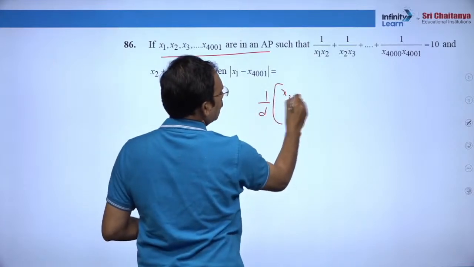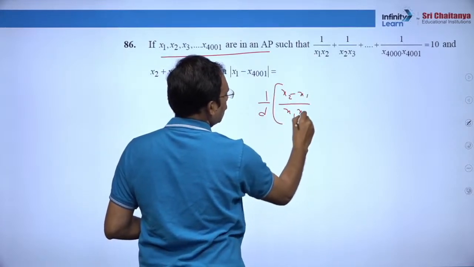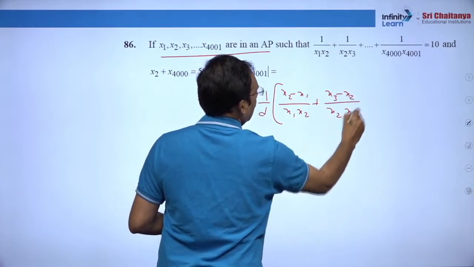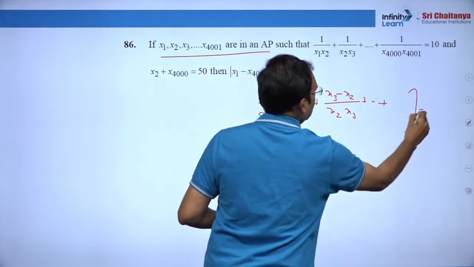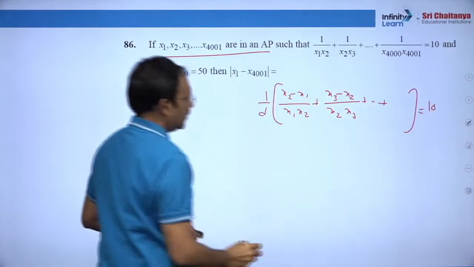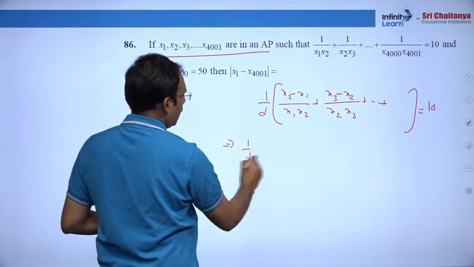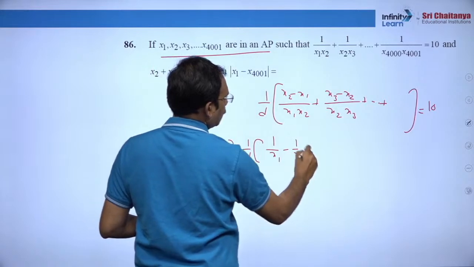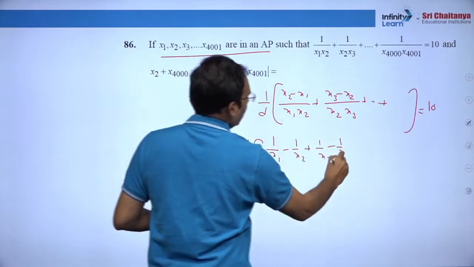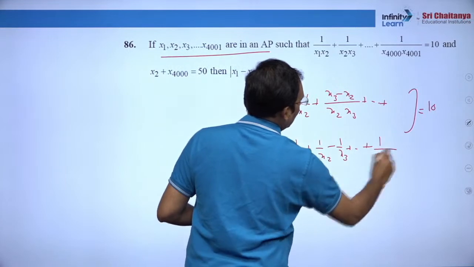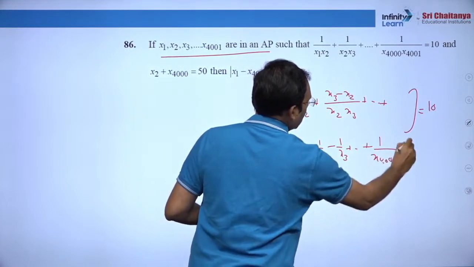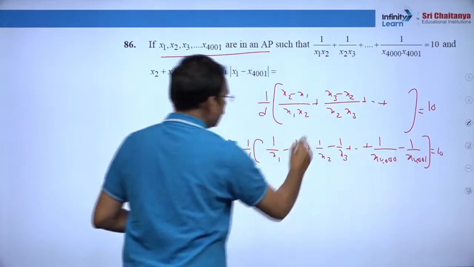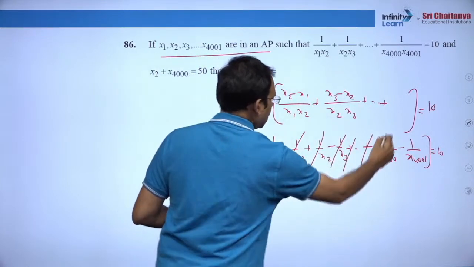Here you write (x2 minus x1) by x1 x2 plus (x3 minus x2) by x2 x3. Like that, if you just write here, it is also 10, my dear friends. So you can write 1 by d into, if you separate, 1 by x1 minus 1 by x2 plus 1 by x2 minus 1 by x3 plus and so on, 1 by x4000 minus 1 by x4001, is equal to 10. These two cancel, these two cancel, these two cancel.